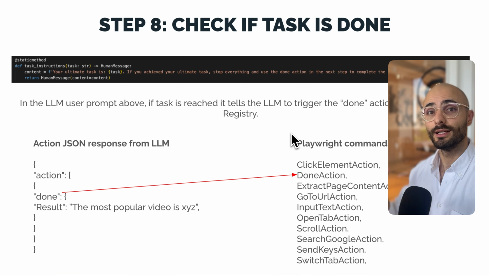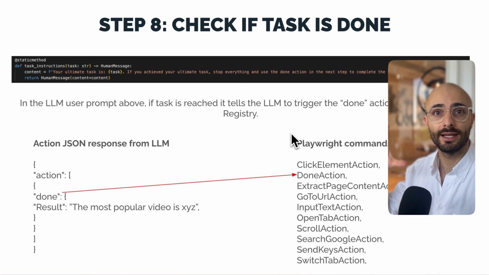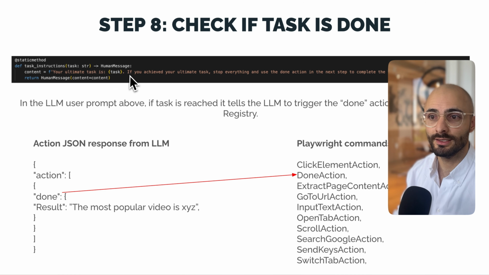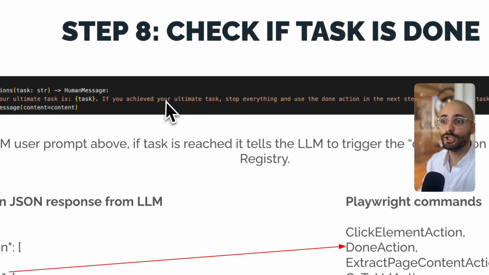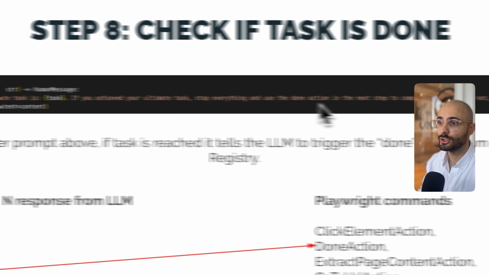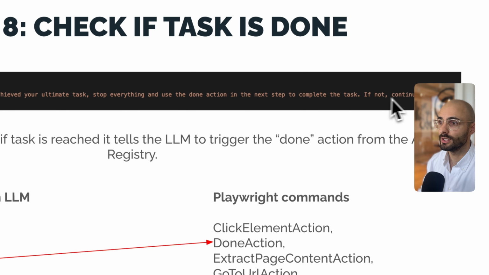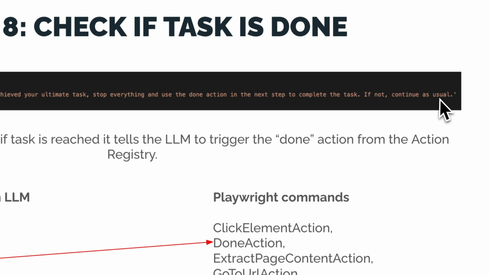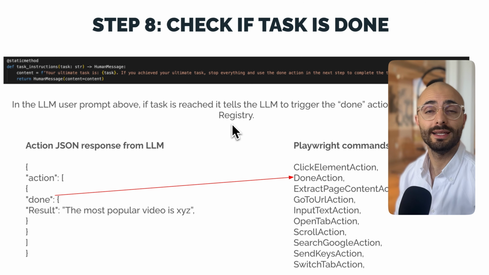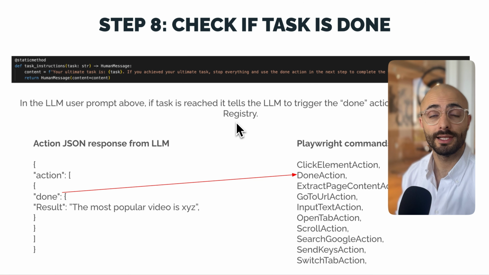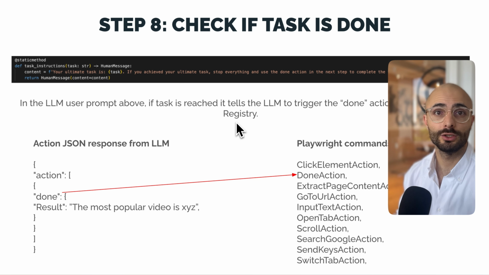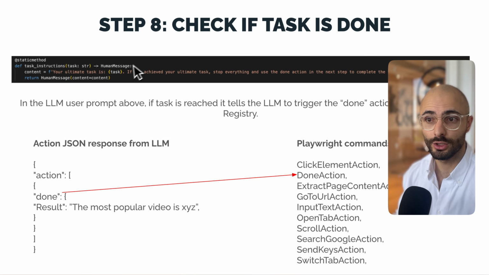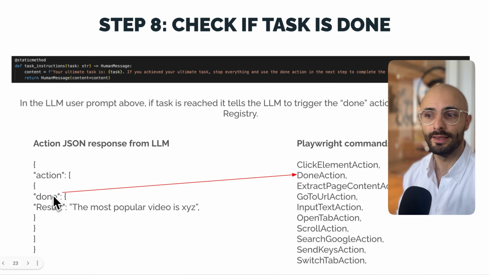So basically, taking all the context that we had from scraping the browser, as well as the screenshot, within the user message, it has an instruction which says, if you achieved your ultimate task, stop everything and use the done action in the next step to complete the task. If not, continue as usual. So what would happen is if the LLM interprets that the task is completed based on what the original task was, it will return this JSON, which includes done in the action.